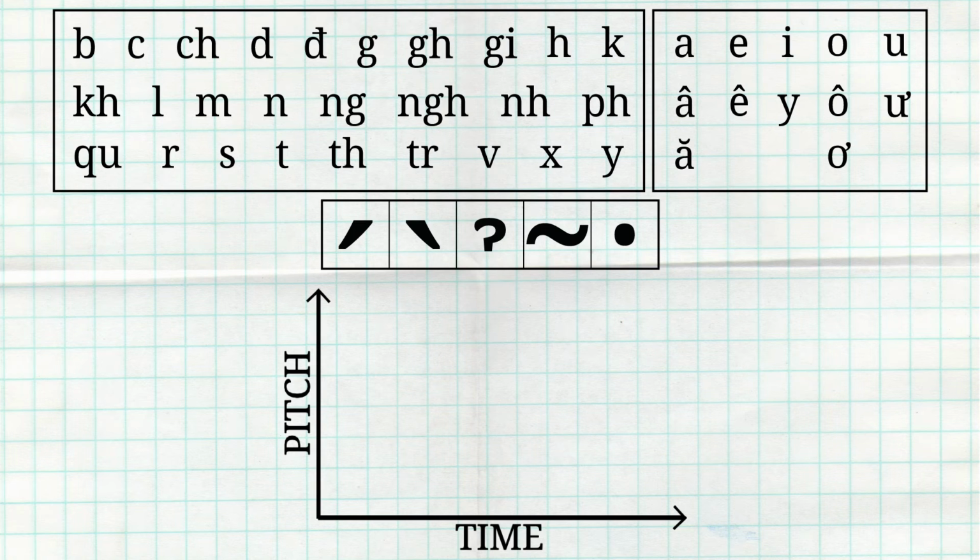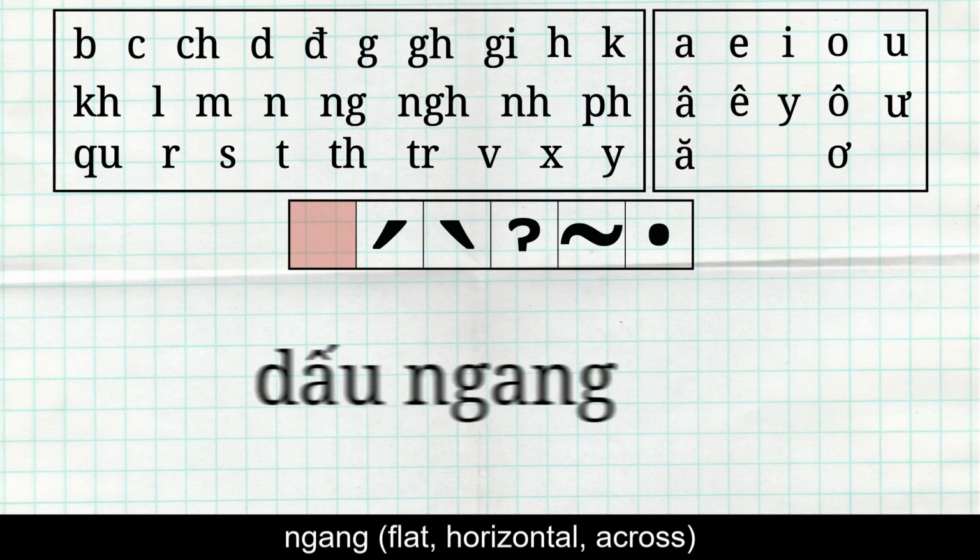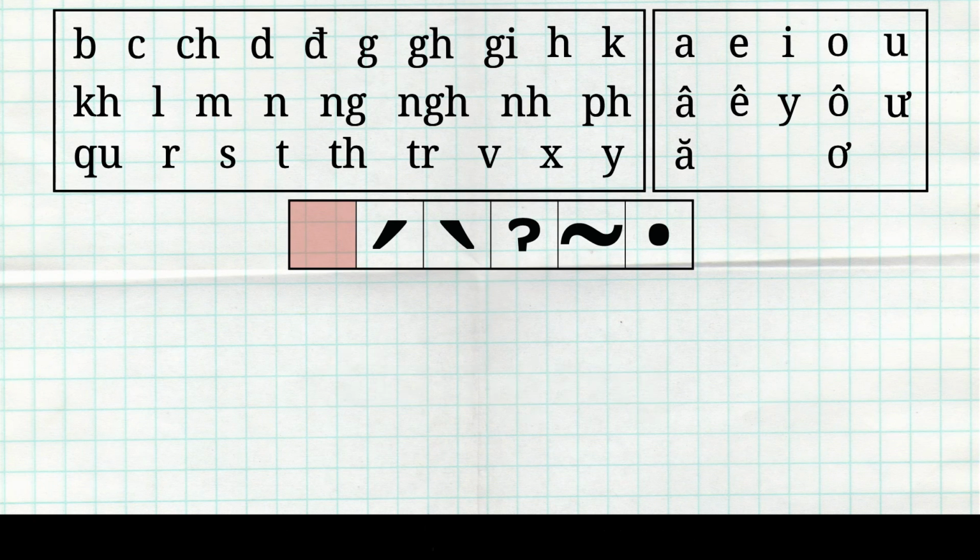Finally, there's one extra tone. That's the flat pitch. In other words, không có dấu. Some call it dấu ngang. All the examples in lesson 2 on vowels have no dấu.